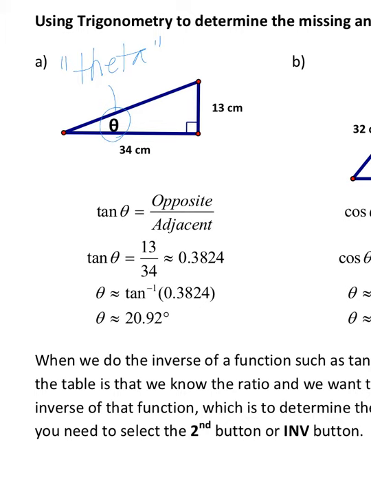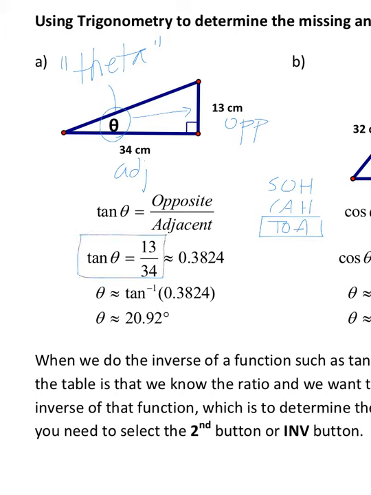Given theta as a reference angle, we have 13 as the side opposite, and we have 34 as the side adjacent, as it's not the hypotenuse. And so thinking of SOHCAHTOA, the one trig function that references the opposite and the adjacent is the tangent function. And so tangent of theta is equal to the ratio of the opposite side over the adjacent. And so this setup right here shows the plug-in of the information we know.